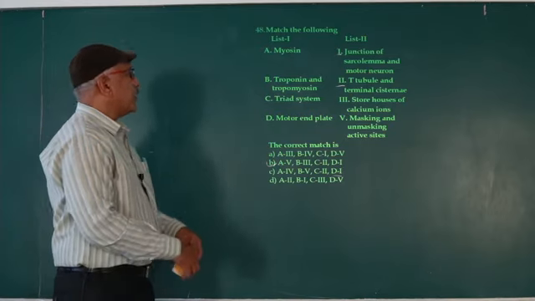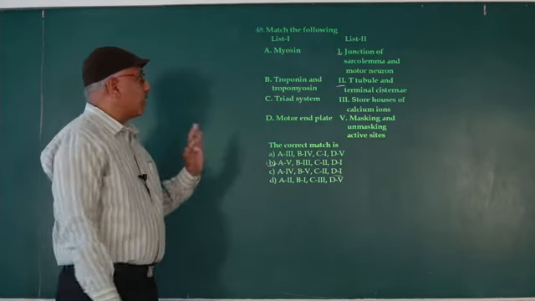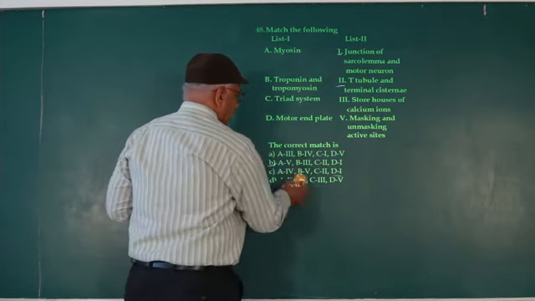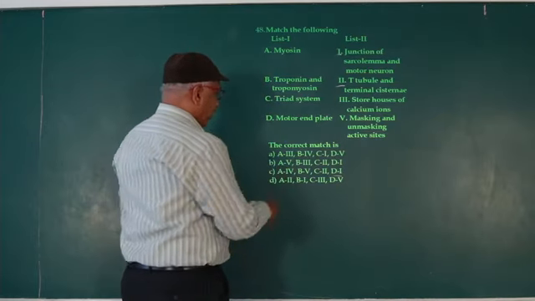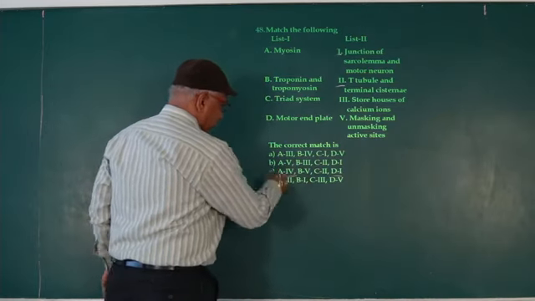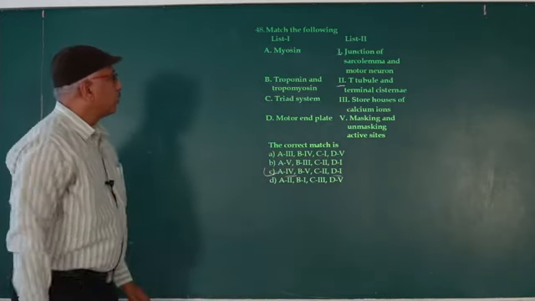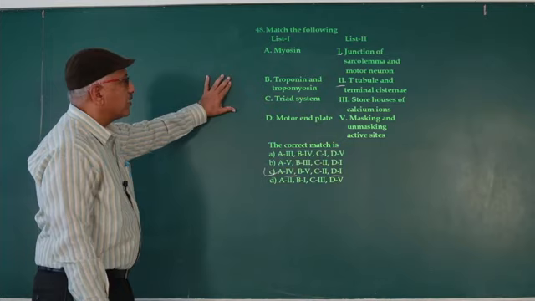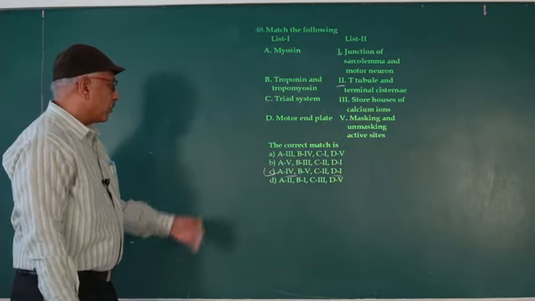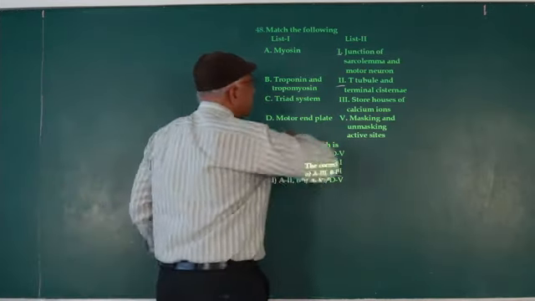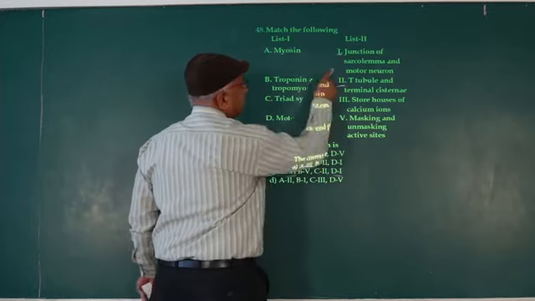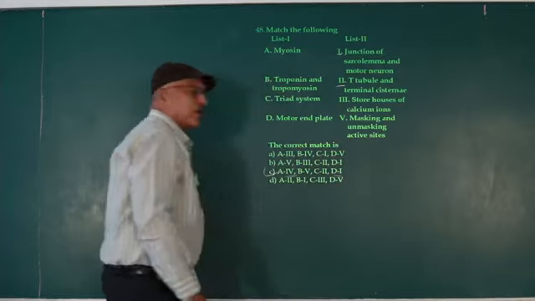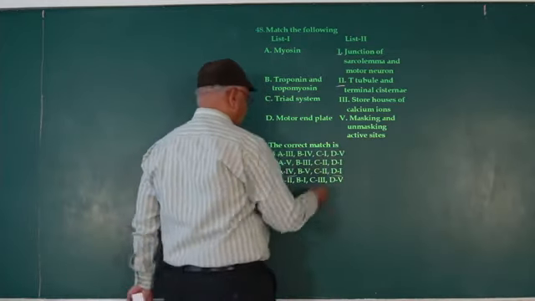A, myosin, masking and unmasking of active sites. Actually, myosin is covered; masking and unmasking is done by troponin and tropomyosin. So B, troponin and tropomyosin, masking and unmasking the active sites. Myosin, junction of sarcolemma, T-tubule, or you may write the fourth one.